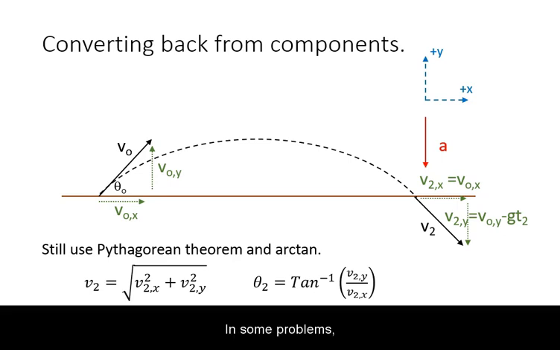In some problems, it will be asked that you give a final velocity. Because velocity is a vector, you need to specify both magnitude and direction. You can use the Pythagorean theorem and the arctangent function to do this.